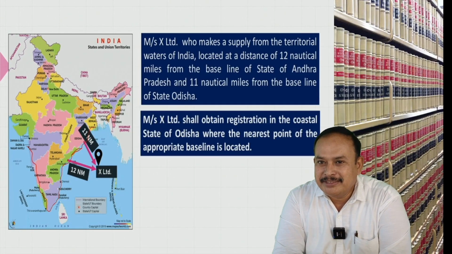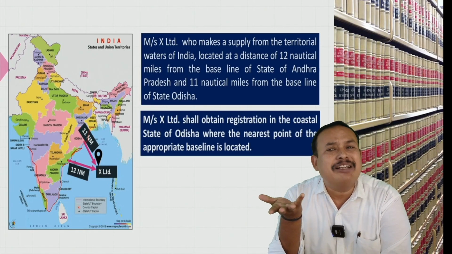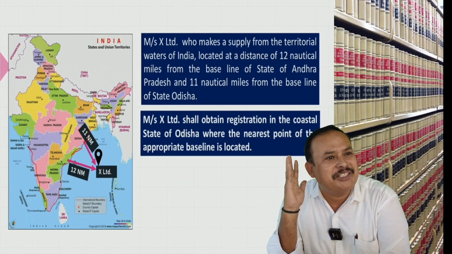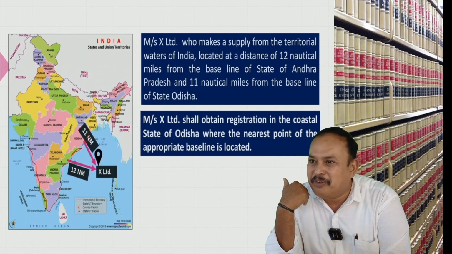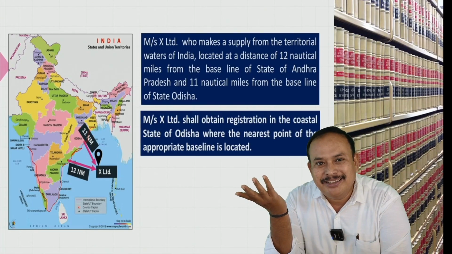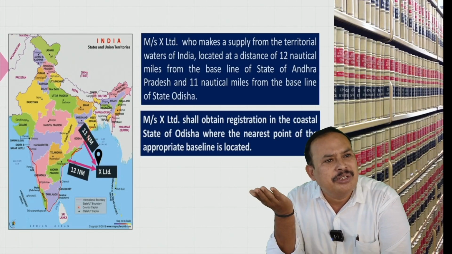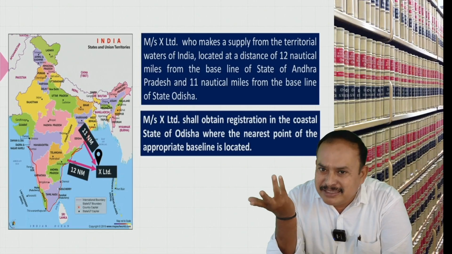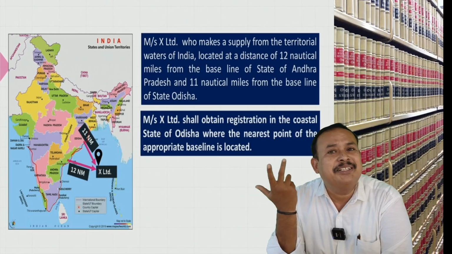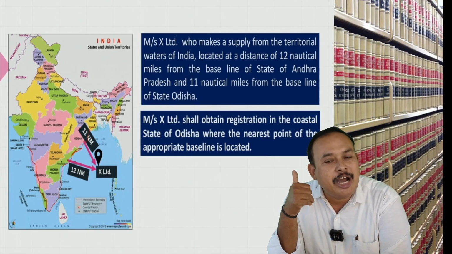Understand? You get registration in the state of Odisha by following the procedure of registration. What is the procedure? Apply in Form GST REG-01. You get an acknowledgement in Form GST REG-02. If a show cause notice comes, reply. If there is no deficiency and all is good, the department will issue the certificate of registration in Form GST REG-06. Is that clear? Any doubt?